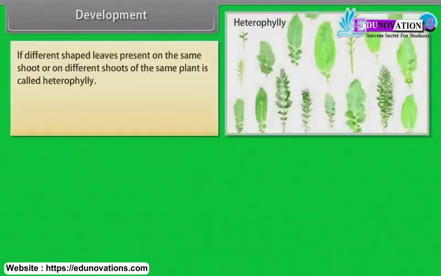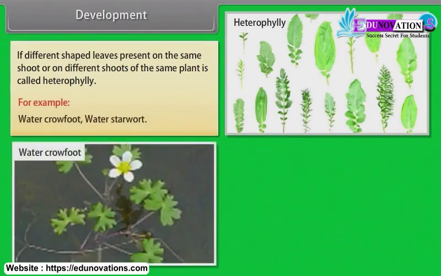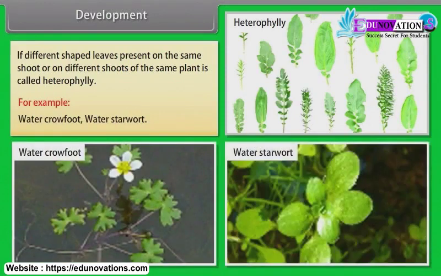If different shaped leaves are present on the same shoot or on different shoots of the same plant, it is called heterophyly. For example, water crowfoot, water starwort.